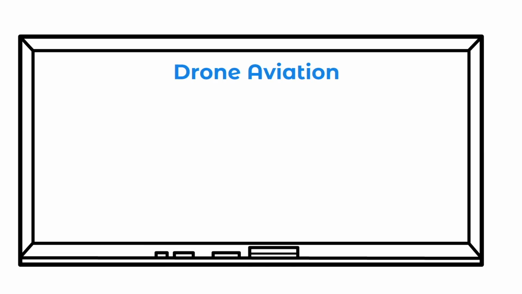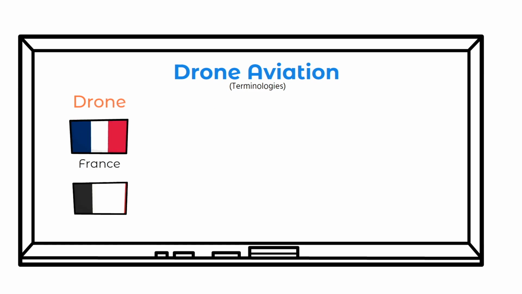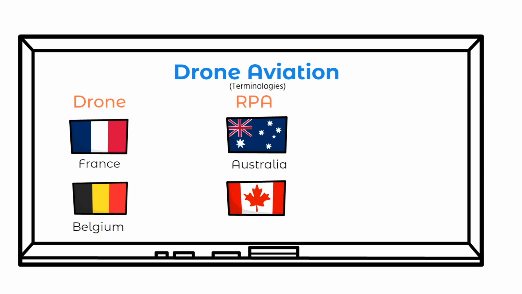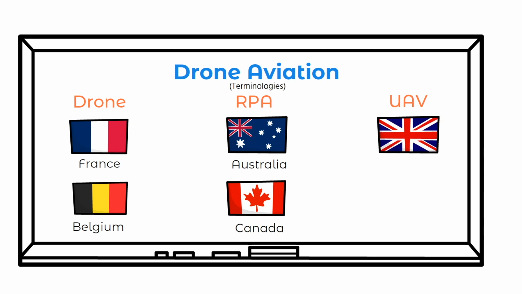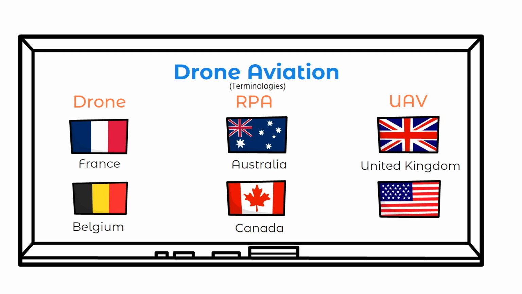All three terminologies can be used interchangeably, but the only difference is that it depends on the country you're currently in. The term drone is commonly used in France and Belgium. RPA is used in Australia and Canada, while the term UAV is often used in the United Kingdom and United States. Now that we've discussed the terminologies, let's now talk about the various categories of drones.